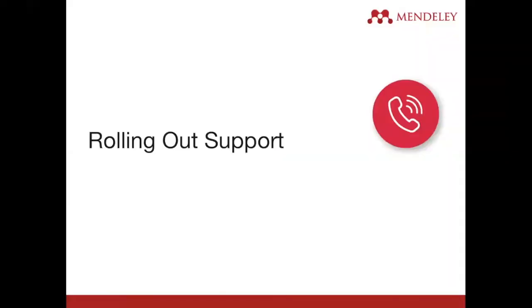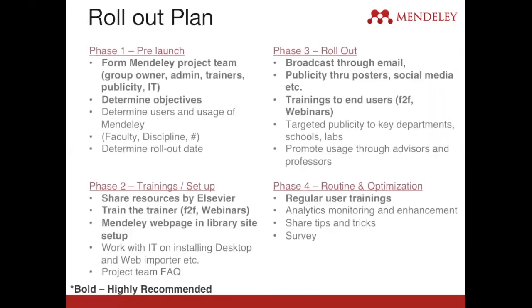Last but not least, subscribing institutions receive deployment support from a dedicated customer success team to ensure the maximum level of adoption within the institution. Our tailored deployment support services help institutions promote Mendeley and ensure rapid adoption within their institution by providing train-the-trainer workshops and communicating best practice. The rollout plan is divided in 4 phases. Phase 1, pre-launch. Phase 2, trainings and setup. Phase 3, rollout. And Phase 4, routine and optimization.